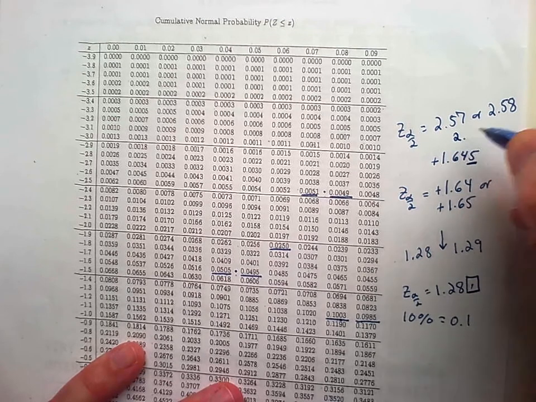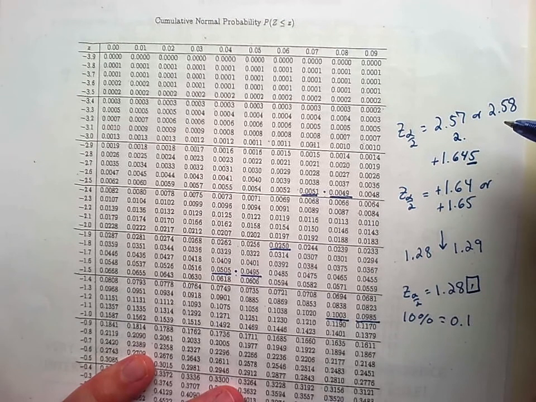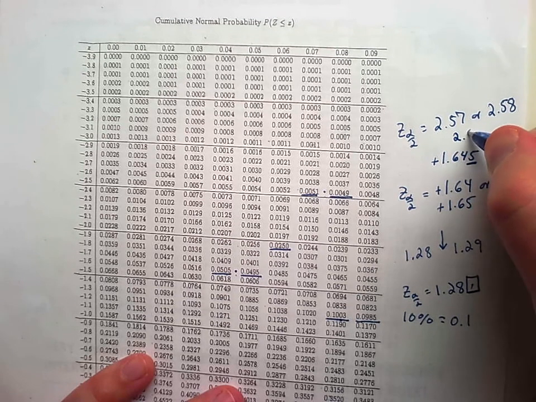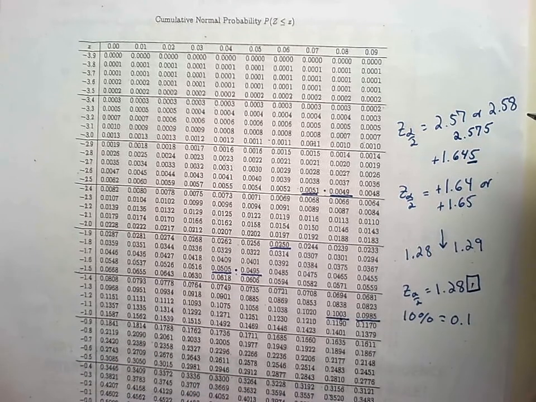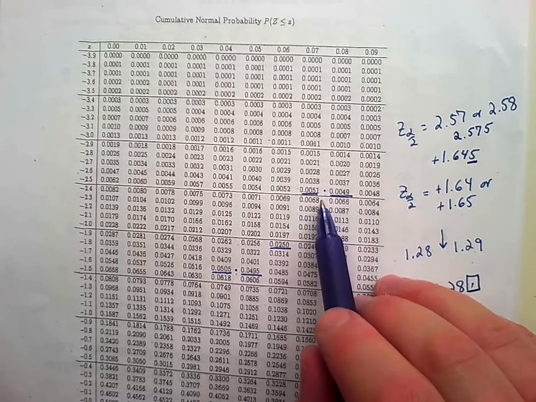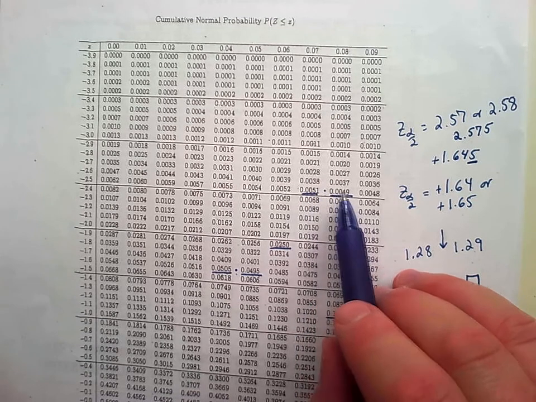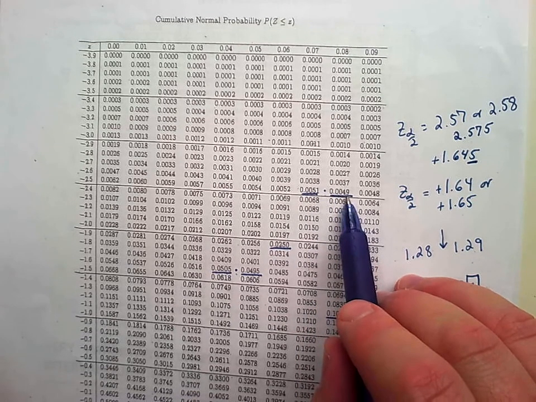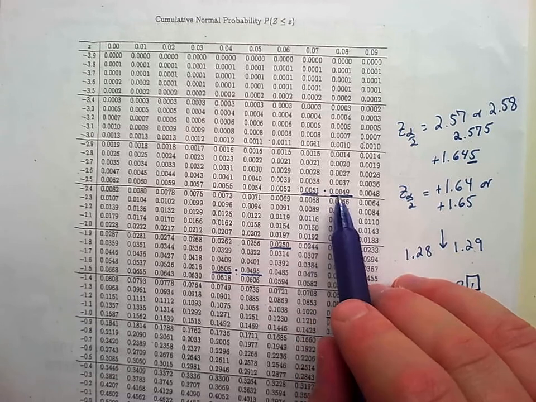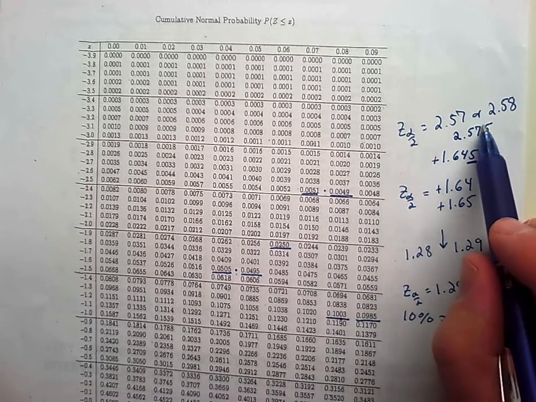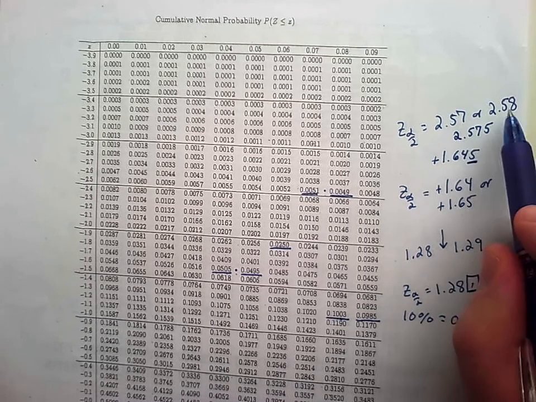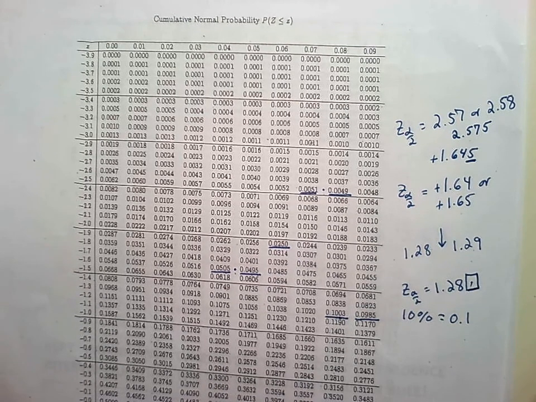But to be more accurate, what z sub alpha divided by 2 could you use? If you're saying 2.575, then you're on the exact right track. Because 0.005 is the same distance between these two. Same distance from this one as it is from this one. So therefore you could say that you're going to use 2.575, which is halfway in between 2.57 and 2.58.